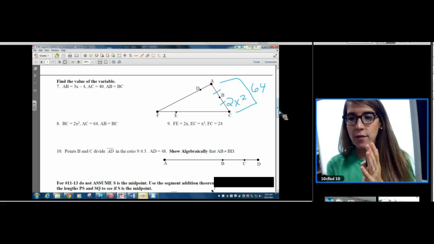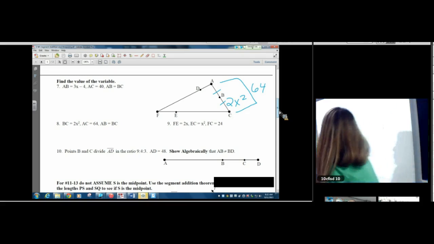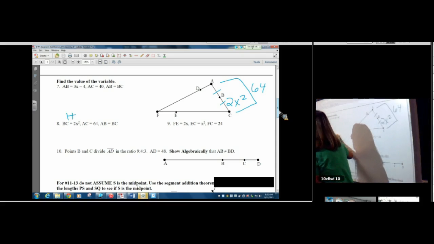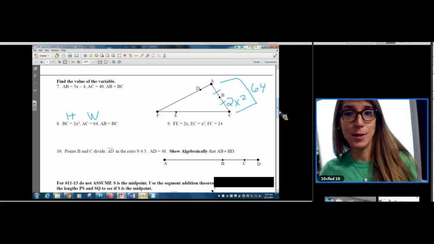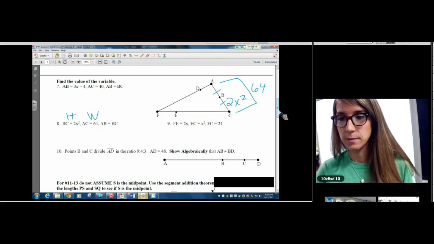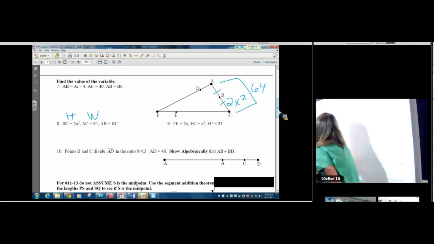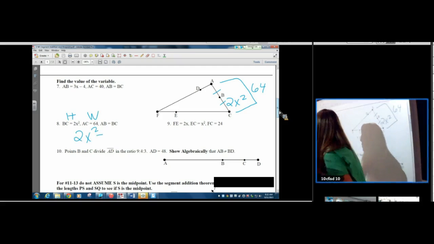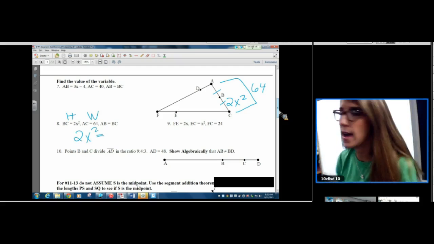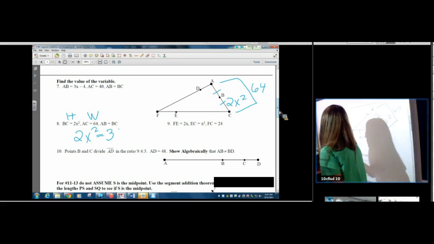All right, so we have 2 choices here. We are given a half and we're given a whole. What we're not going to do is set them equal. I'm going to take the whole and I'm going to divide it by 2. That way I can set 2x squared equal to not 64, but 32.